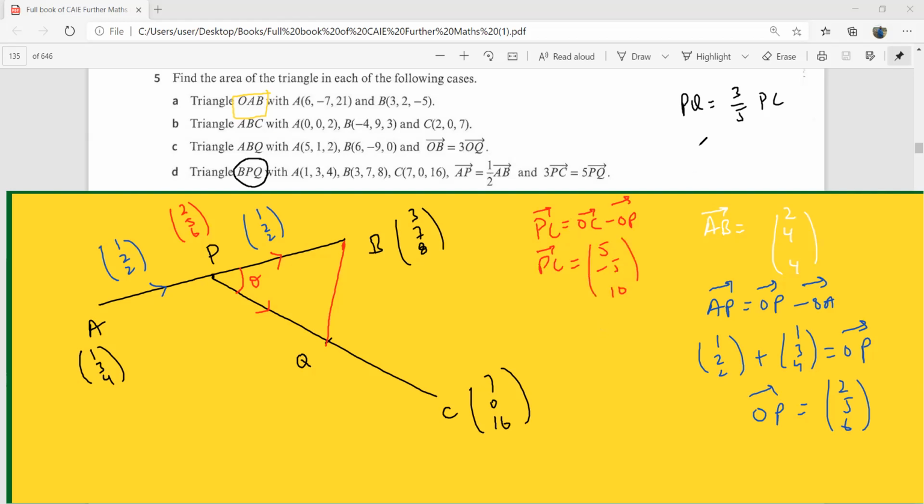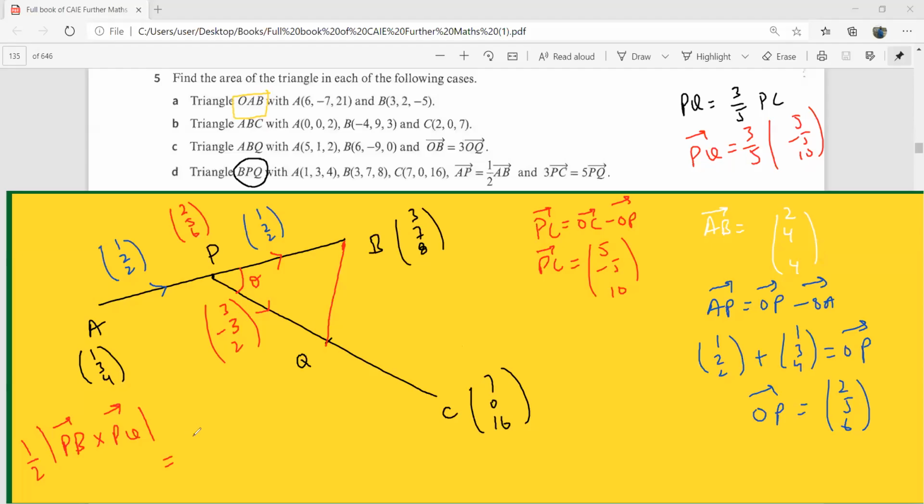So we need this PQ. You see, PQ is 3 by 5 of PC. I'm just doing this working here. That is 3 by 5 of (5, minus 5, 10). So this is going to be 3, minus 3, and then 2. This is your PQ, guys. And then you can find the cross product. Let's find PB times PQ, and then you find half of this. That will give you the area. Please do that and give me the answer.